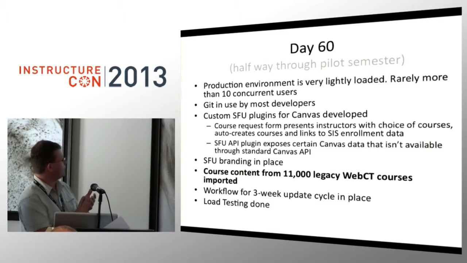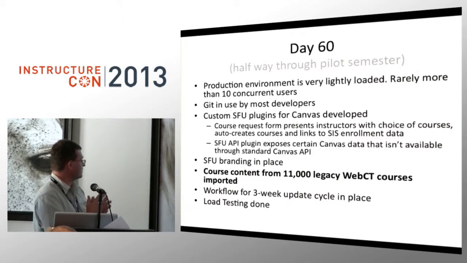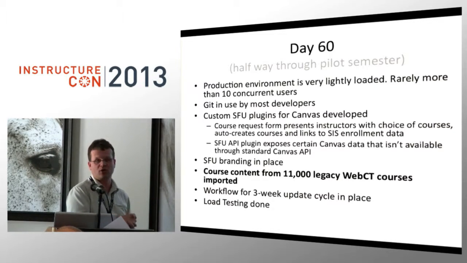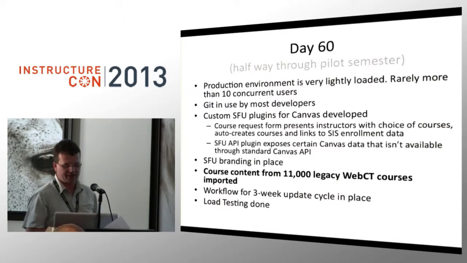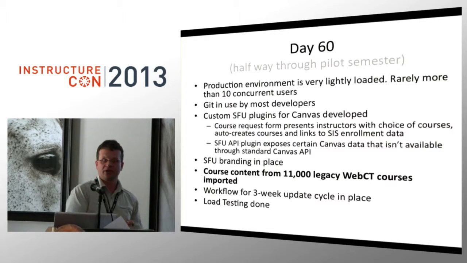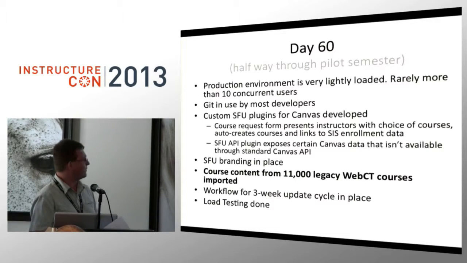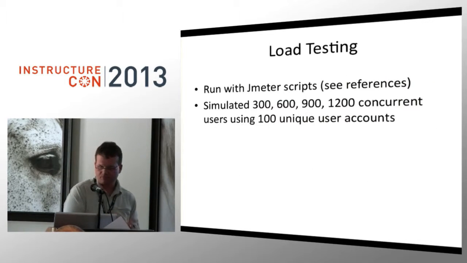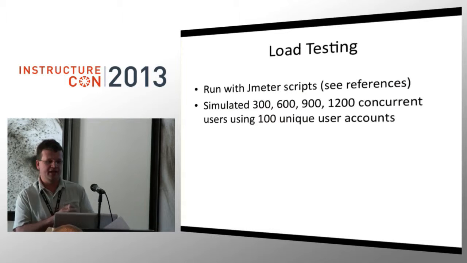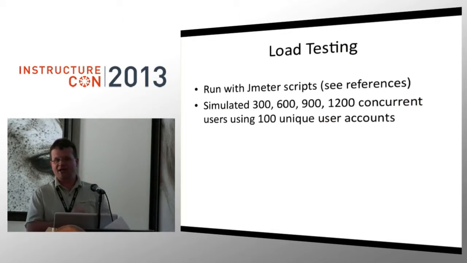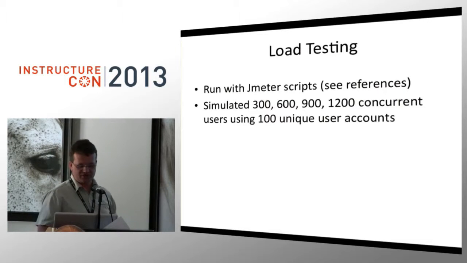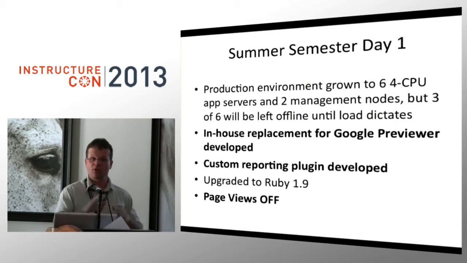We had our workflow for our three-week update cycle in place, and we'd done load testing for what turned out to be at least an order of magnitude more users than we are actually seeing. And our 3 app server environment was easily able to handle the load. There's a note on our load testing. We're using JMeter scripts. We've got the code actually in our references at the end there if you're interested.